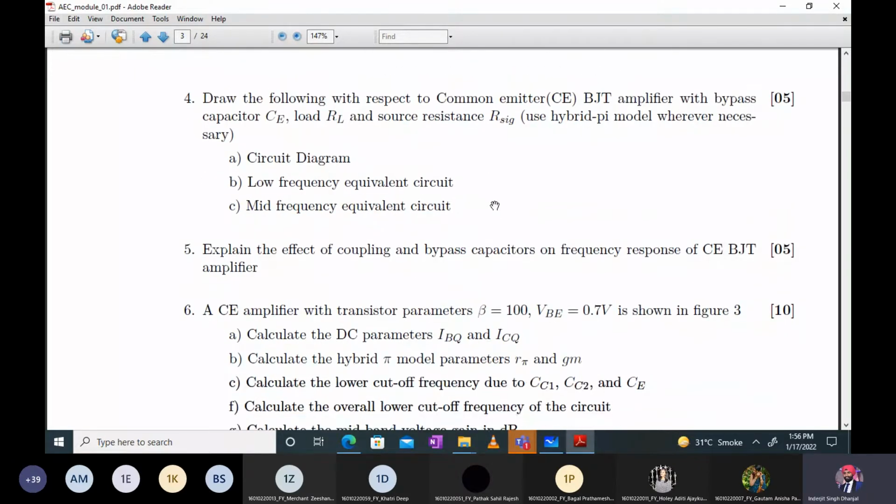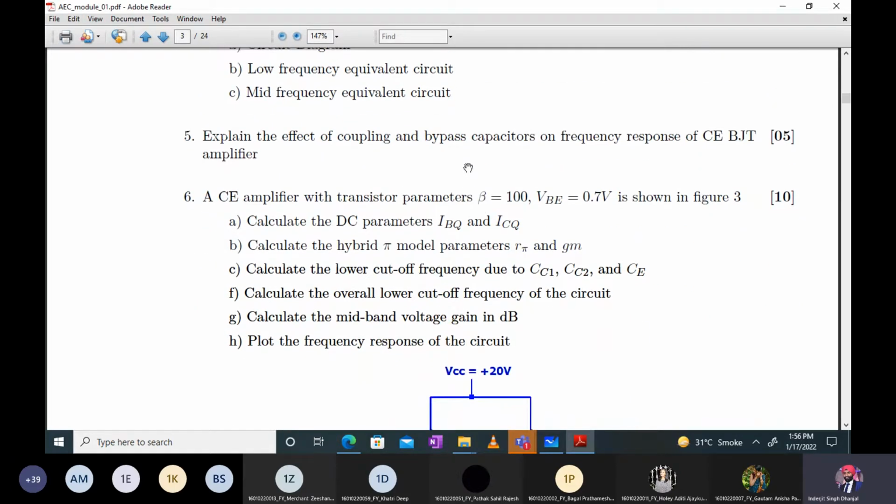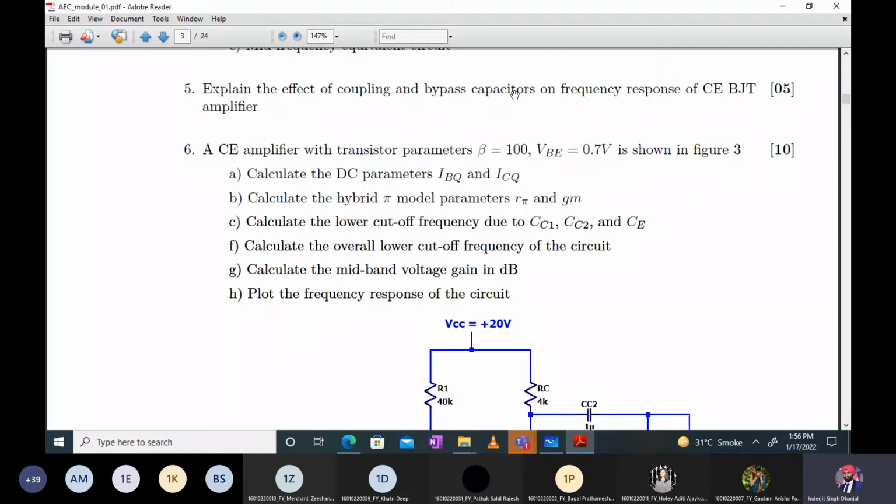They can ask you to draw the circuit diagram, low frequency equivalent circuit and mid frequency equivalent circuit, which we have equally seen, right? And then they will ask you to explain the effect of coupling and bypass capacitor on the frequency response. So what will they do? The coupling and bypass capacitor, they will only disturb the low frequency response and not the high frequency response.